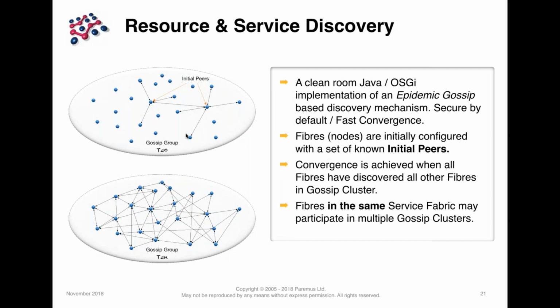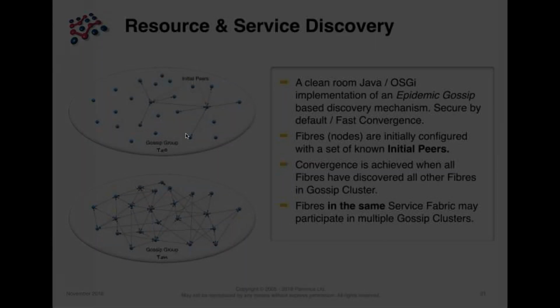So when we create a fabric, the fabric fibers are responsible for finding all the other resources and services in their home fabric. And this is done via a viral or epidemic mechanism known as gossip. We start with some well-known initial peer points that all the fibers know and talk to. And via those peer points, they discover everybody else. And convergence is achieved when every fiber in the fabric sees every other fiber. And at that point, the view at each point in the fabric is the same as everywhere else.